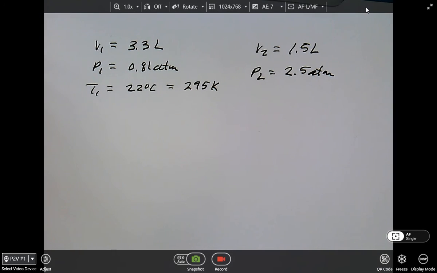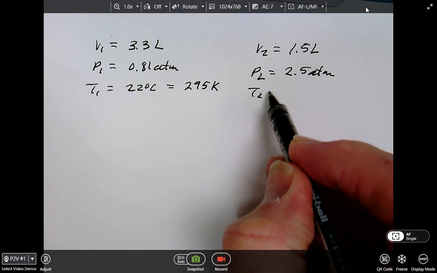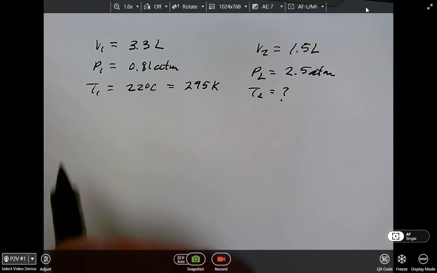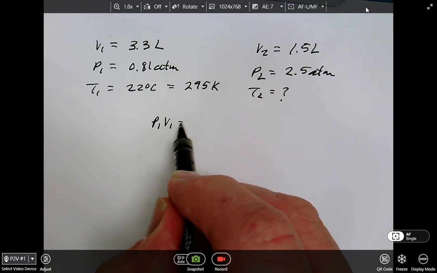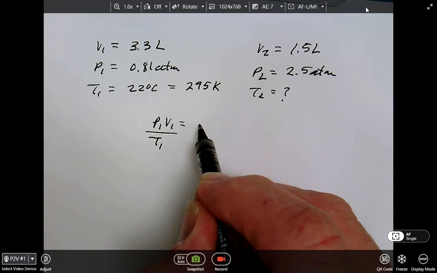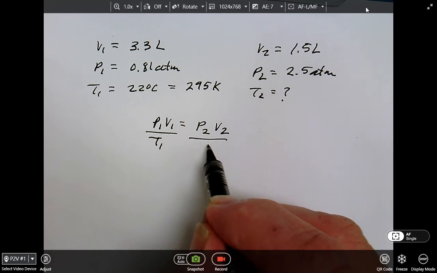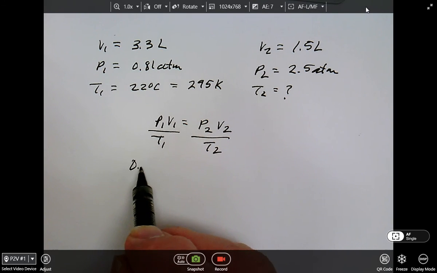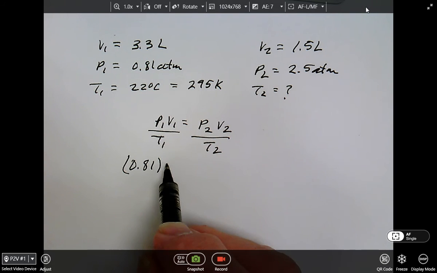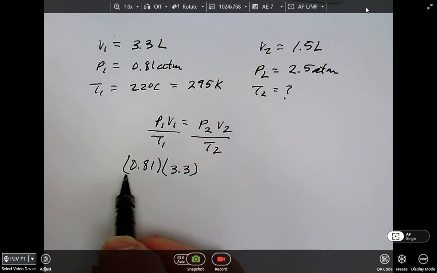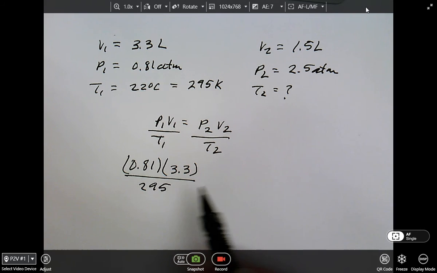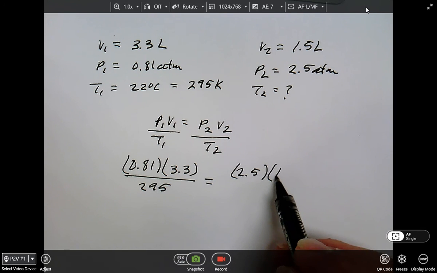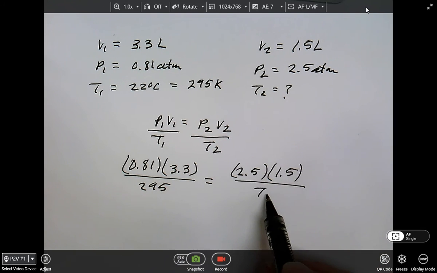And the problem says, what is the final temperature? So we're trying to find T2. All right, so we have some givens. We have our unknown. We'll write down our equation, P1 V1 over T1 equals P2 V2 over T2. We're then going to plug in our variables just like we've done before, our givens. So 0.81 times 3.3 divided by 295, make sure you're using the Kelvin, equals 2.5 times 1.5 over T2.